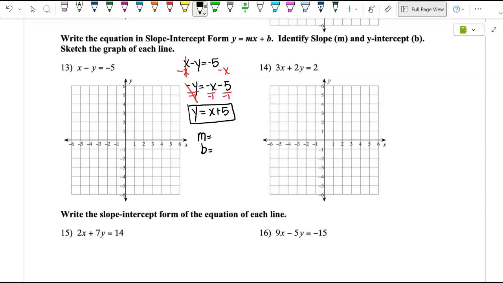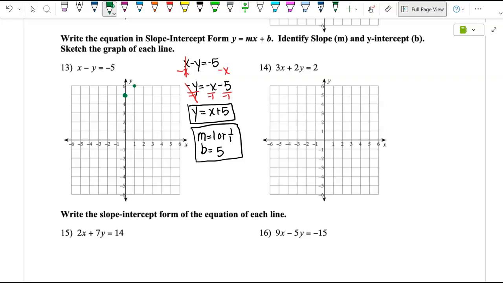What is the slope of that equation? What number is in front of the x? 1. Again, you could write it as 1 or 1 over 1. What is my y-intercept? 5. So again, now that I have that information, start at 5 on my y-axis, go up 1 over 1.